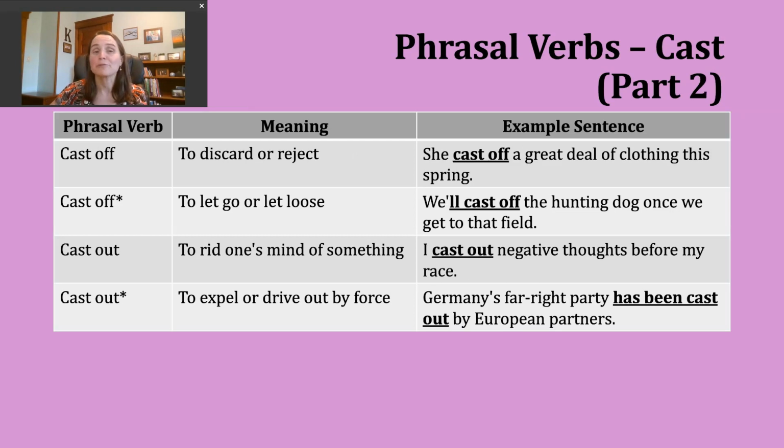Let's talk about some other phrasal verbs. The next one you might encounter is to cast off. This can have a couple different meanings. One might be to discard something or to reject it. An example of this: she cast off a great deal of clothing this spring. Okay, so again, a little similar to that idea of throwing away.